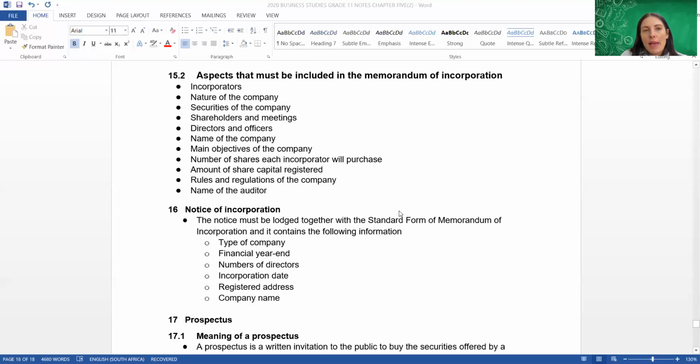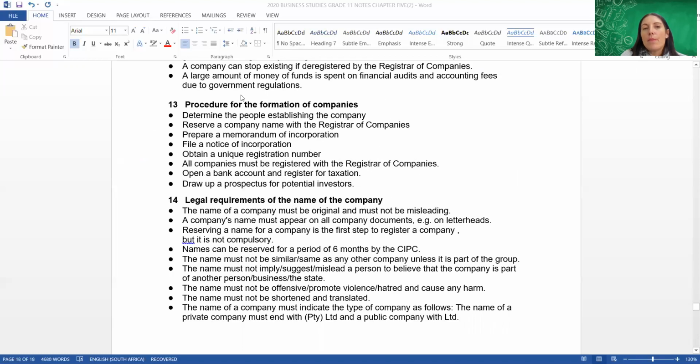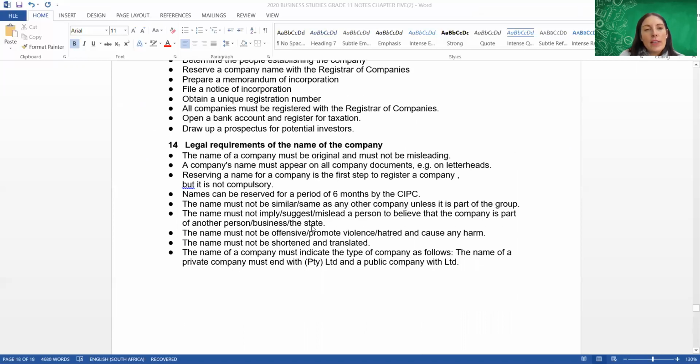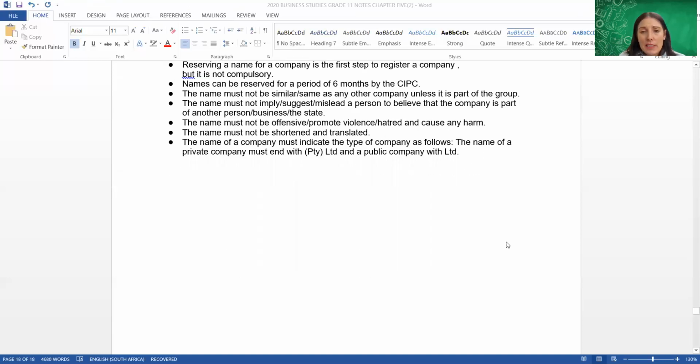Okay, so if we just go back up, let's just quickly recap. We looked at the formation procedure of companies. Those would be the same for your public and your private, unless they talk about the prospectus. Then the legal requirements of the name. To be honest, Grade 11s, I would just choose 2 or 3 years to learn. I don't think they'll ask a lot about that, and it's quite repetitive.